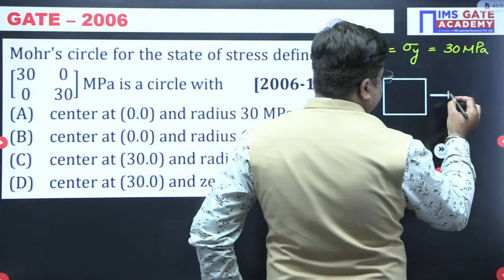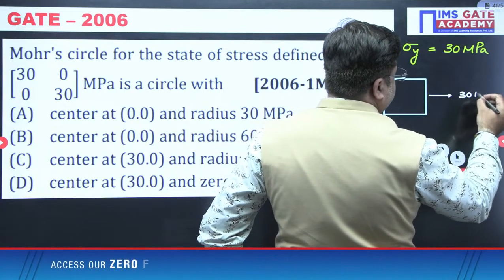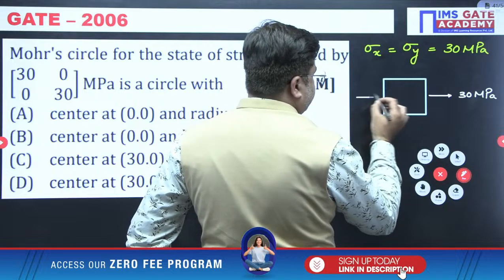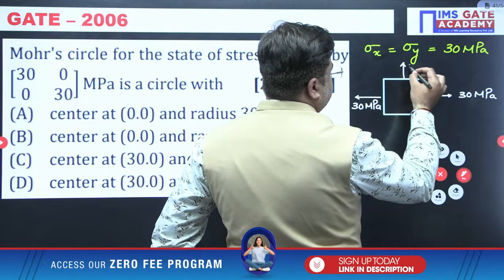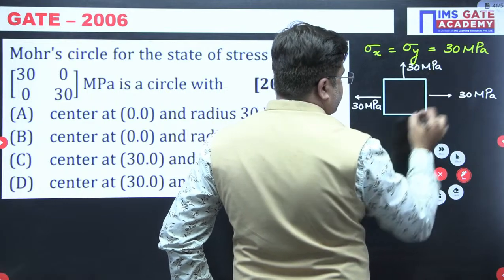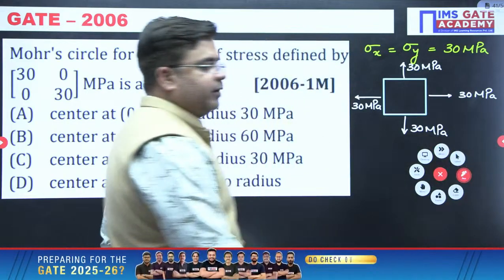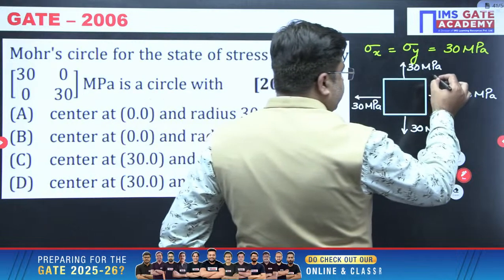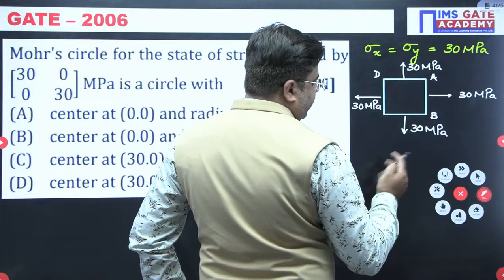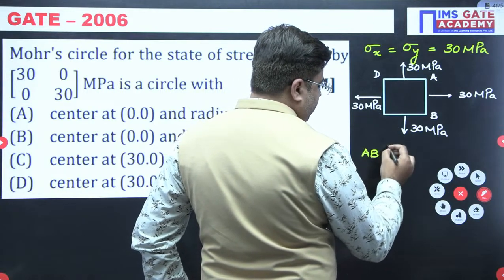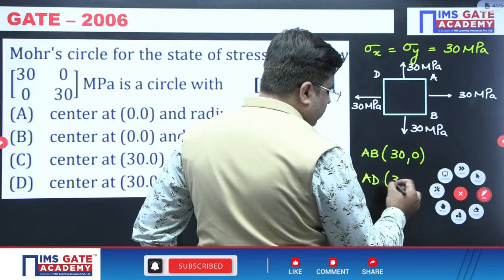So this is sigma x, 30 megapascal. This is 30 megapascal, and this is also 30 here. This is also 30, and this is also 30 megapascal. So this is the state of stress. No shear stress is acting, right? You can clearly see this is your reference plane AB, and this is your plane perpendicular to AB, that is AD. So what are the coordinates for plane AB? Coordinates for plane AB will be equal to 30, 0, and coordinates for plane AD are also 30, 0.